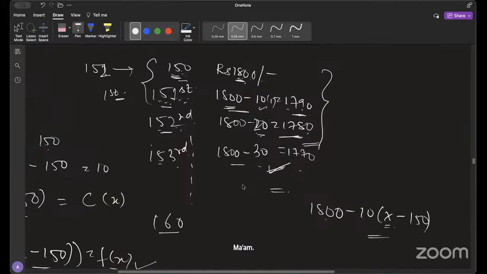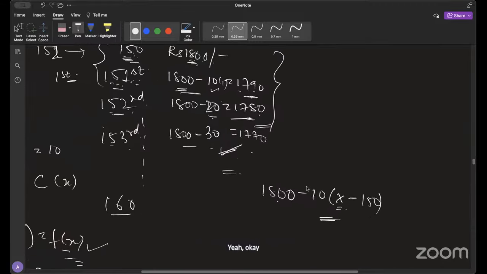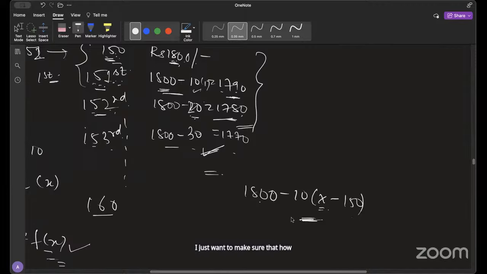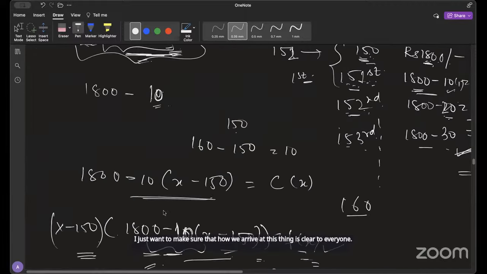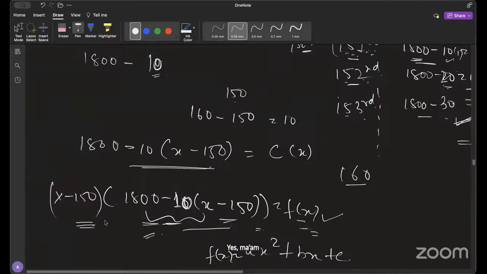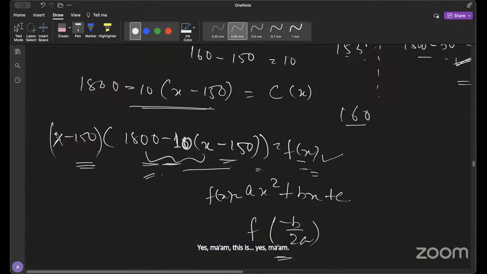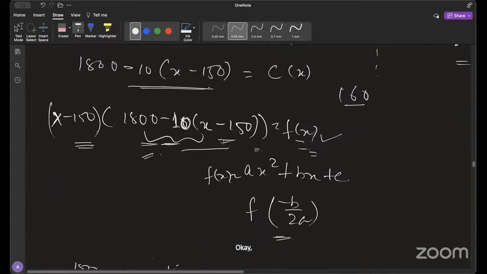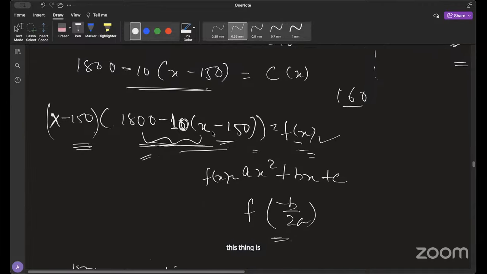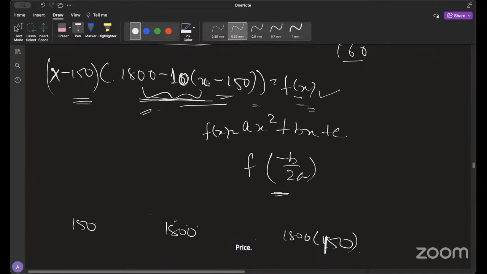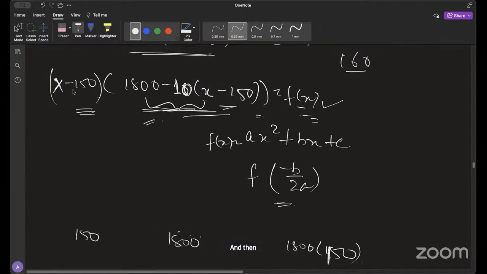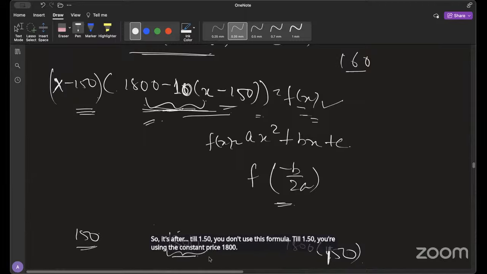Ma'am, can we solve it also once? We'll get the maximum value. I just want to make sure that how we arrive at this is clear to everyone. And why are we multiplying with x minus 150 and not x? Ma'am, please tell us why you multiplied. This thing is the price per item. So for the 151st item, I put 151 here. Till 150 you don't use this formula; you're using the constant price 1800. After 150 the things start to change.